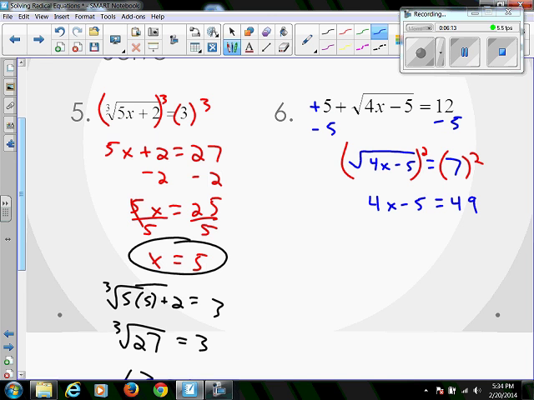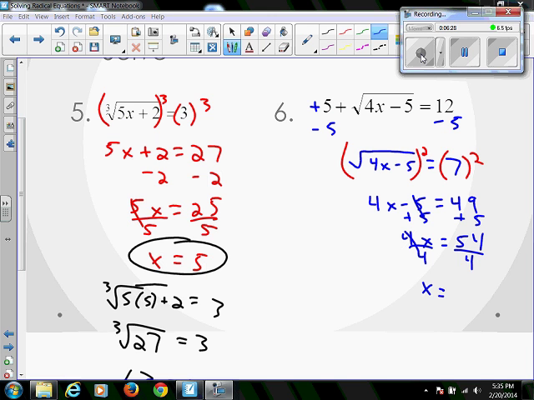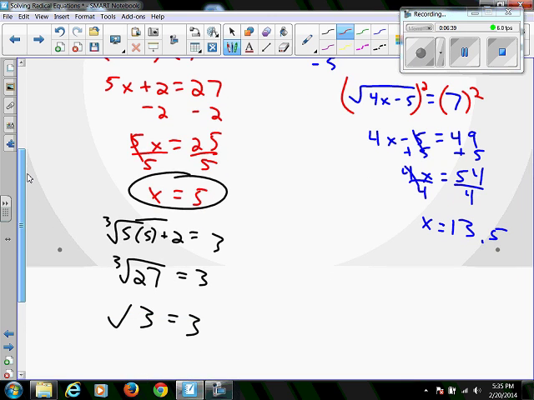Add 5 to both sides. 4x equals 54. x equals 13.5. We got a decimal here. Is that okay? Yes, it is. But we need to check. So we're going to check by taking 13.5 and substituting in for x.